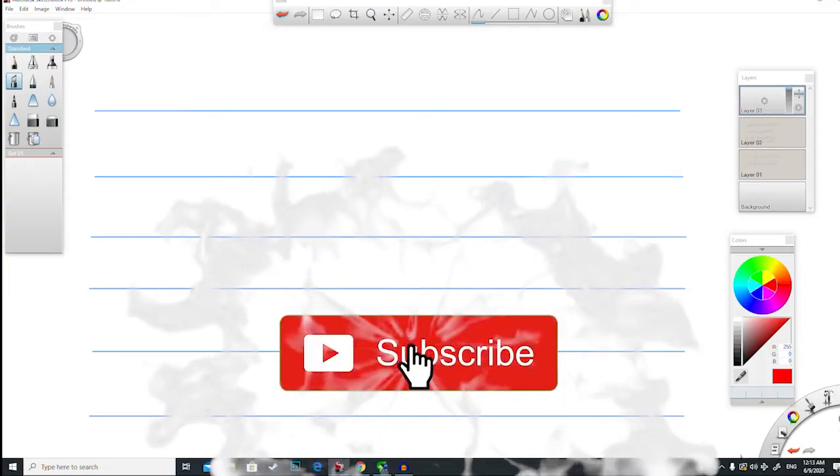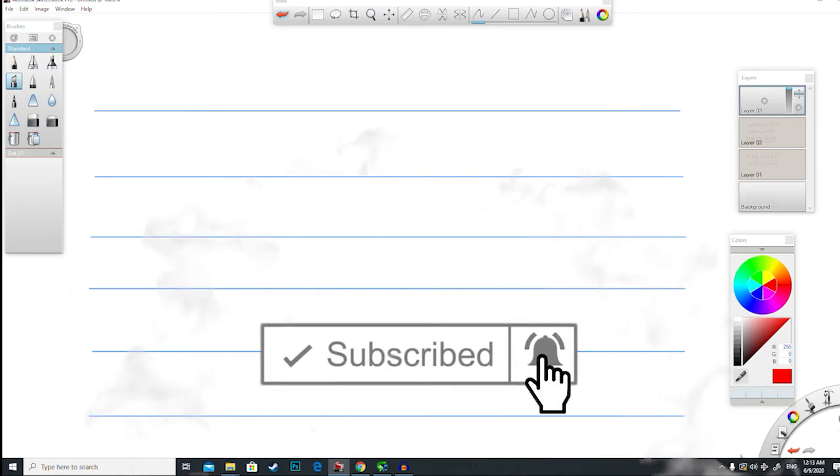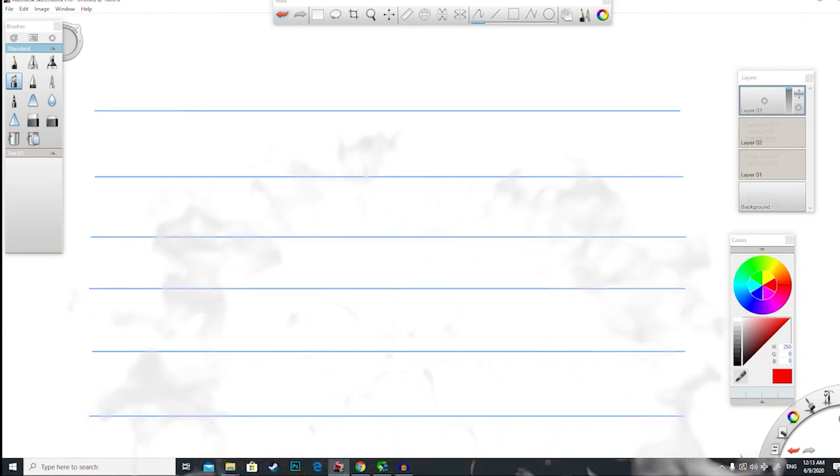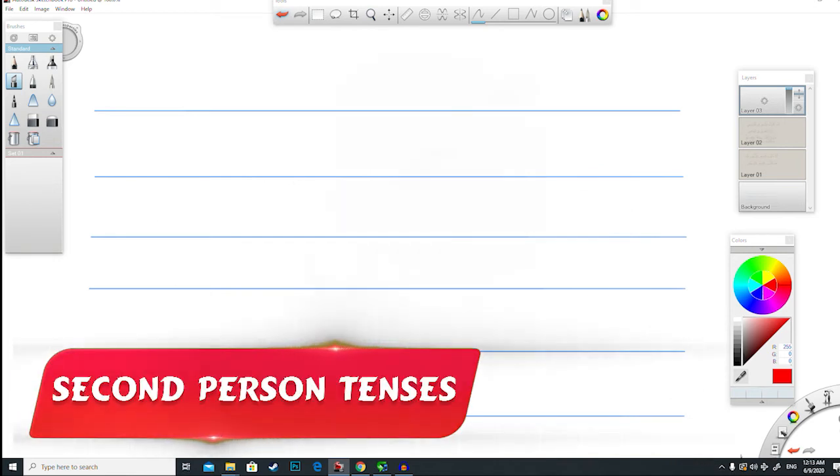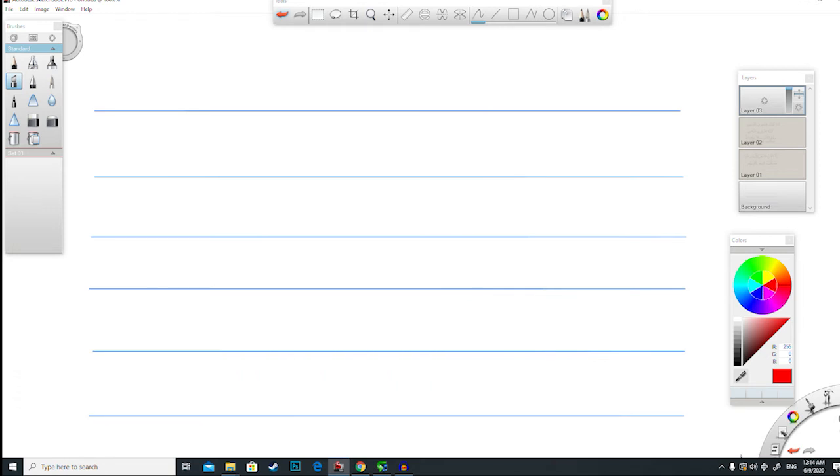Okay, for second person tenses. The second person pronoun in English is represented by "you," which in Arabic will differ into several pronouns, and I have explained this in a previous lesson. I'll leave the link for you. Okay, let's start with singular masculine tense in the second person.